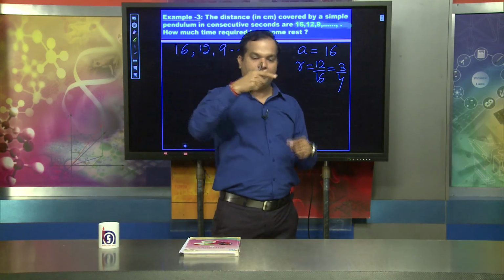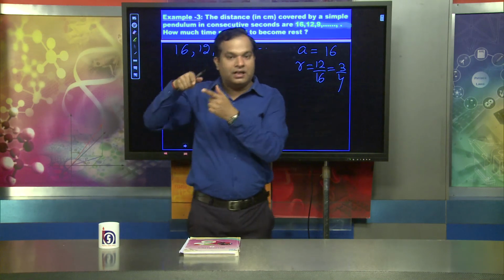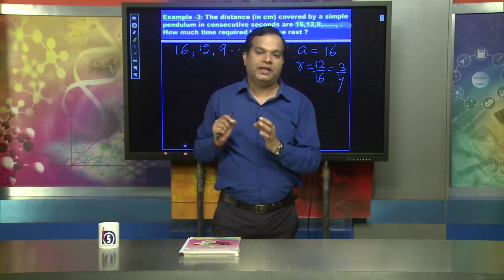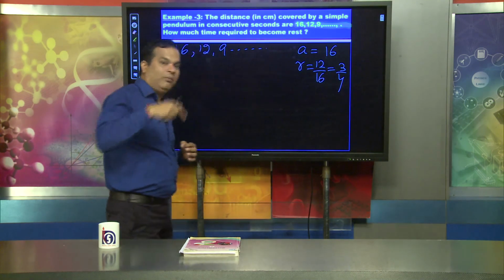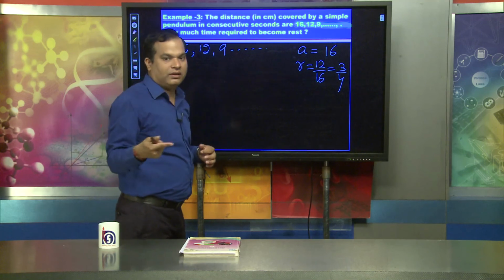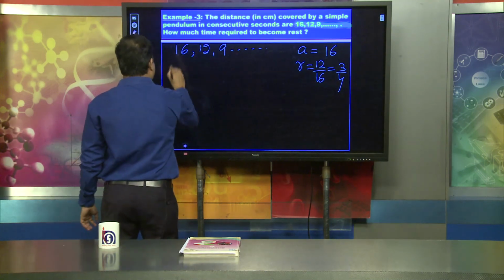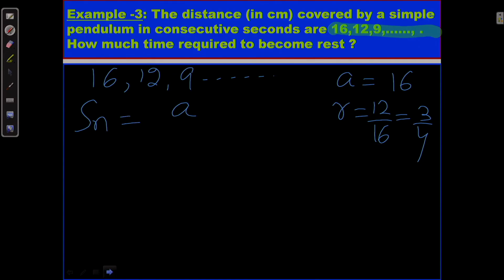When the pendulum reaches the rest position, that means at a particular point it will be at rest. So the sum of how much time, meaning the sum of terms, tells us how many terms it will be moving. That means I can say Sn equals A divided by 1 minus R. So I can write, the value of A is given as 16, divided by 1 minus the value of R, which equals 3 by 4.